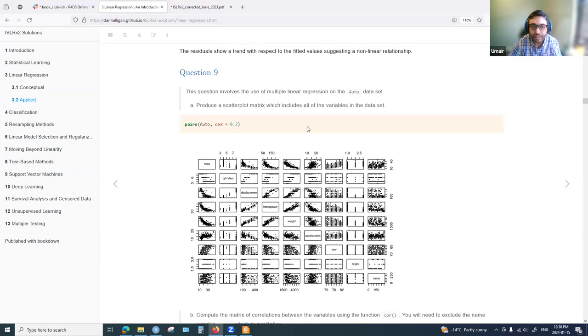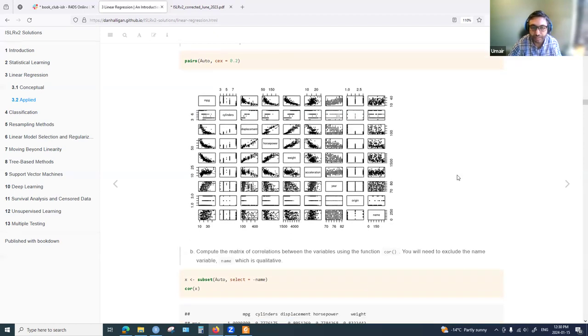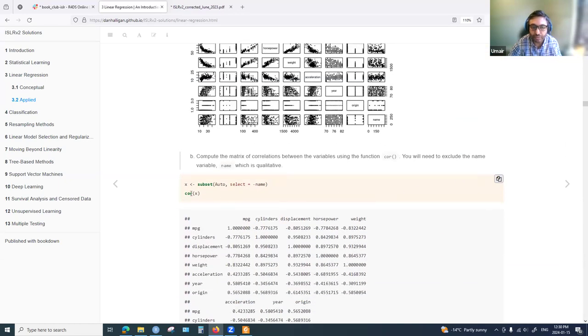Question number 9. This question involves the use of multiple regression on the Auto data set. First is to produce the scatter plot matrix. We learned about the ggpairs function from the GGally package, I think, in a previous session. That was one option. Another is to use the pairs function, and that would plot the pairwise scatter plots. Next is to compute the matrix of correlations. We can do that by using cor. They remove name because name has a lot of unique values.